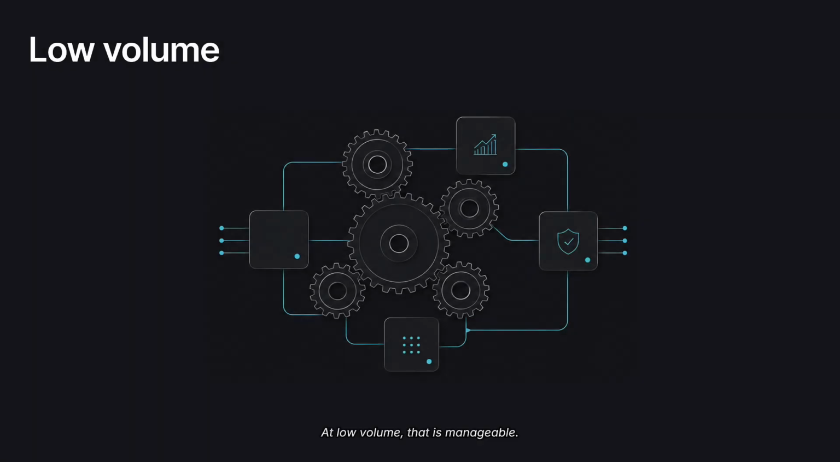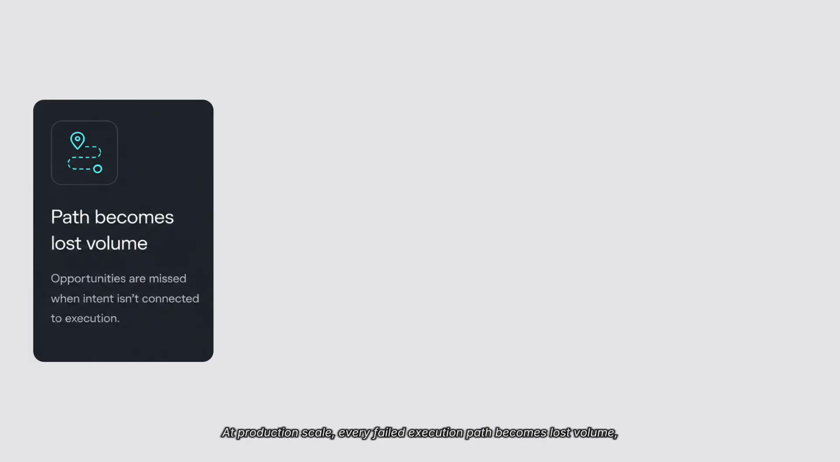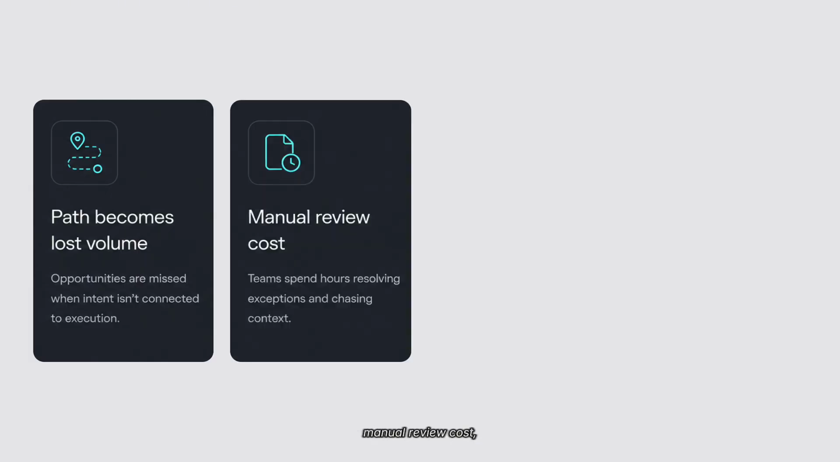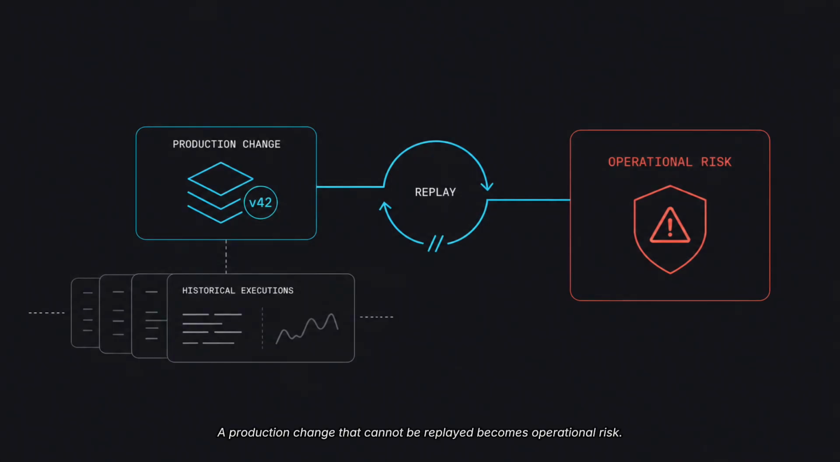At low volume, that is manageable. At production scale, every failed execution path becomes lost volume, manual review cost, support load, or compliance exposure. A production change that cannot be replayed becomes operational risk. So the question is no longer whether enterprises can access programmable money. The question is whether they can operate it with control before settlement.